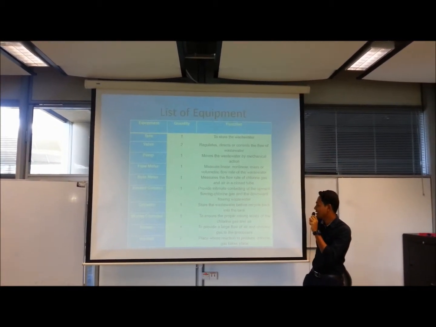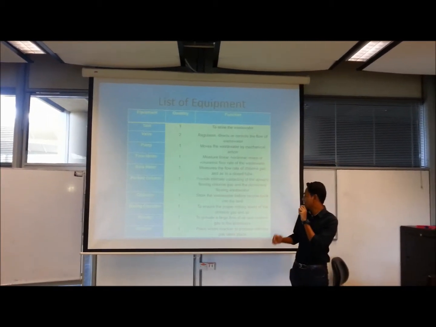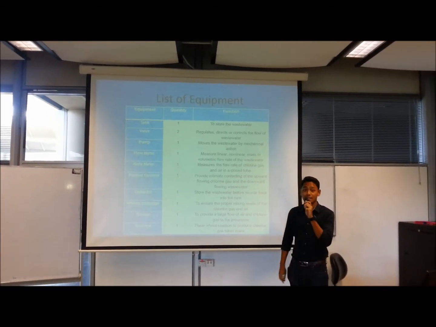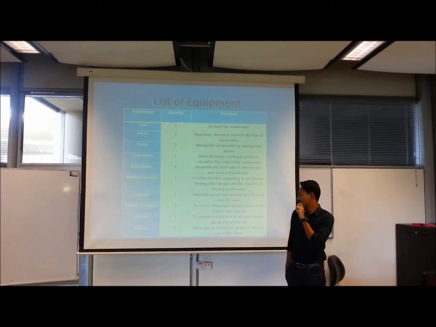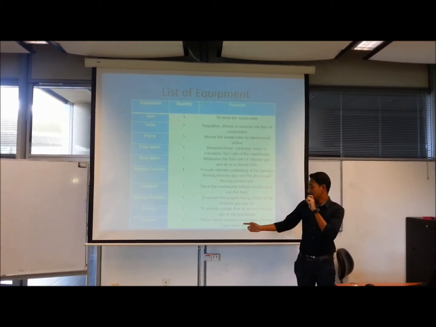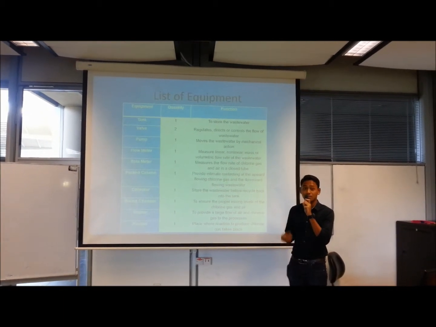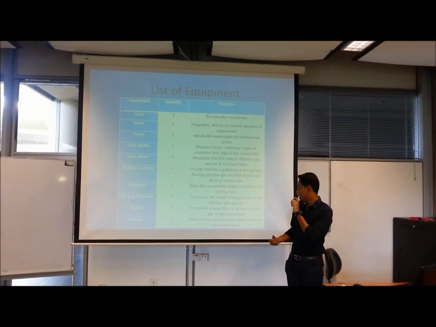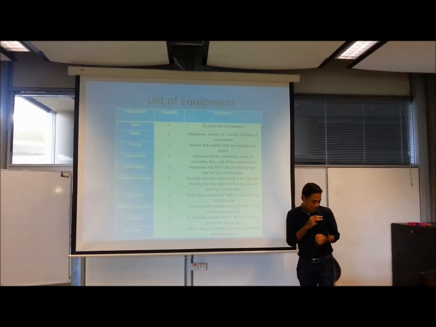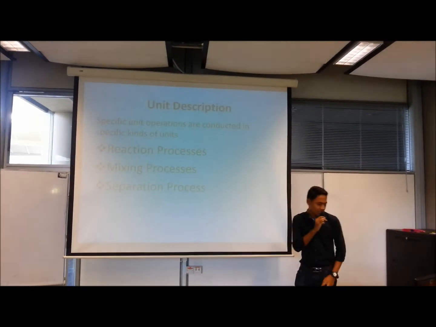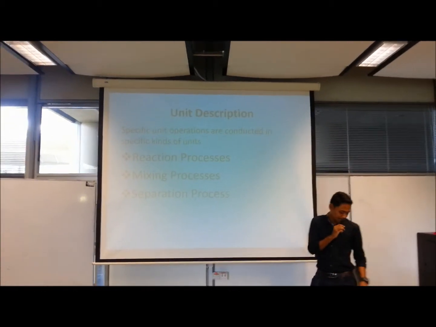The mixing chamber is to ensure the proper mixing of the chlorine gas and the air. The blower is to provide a large flow of air and chlorine gas into the process. And last but not least is the reactor, which is used to react some materials in it. Next, I will present the unit description.